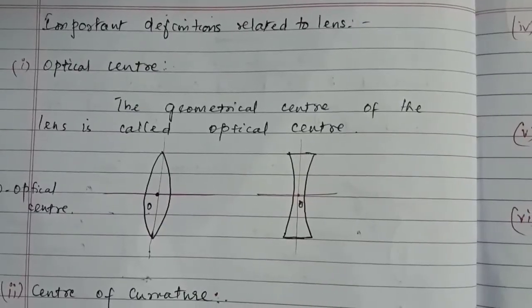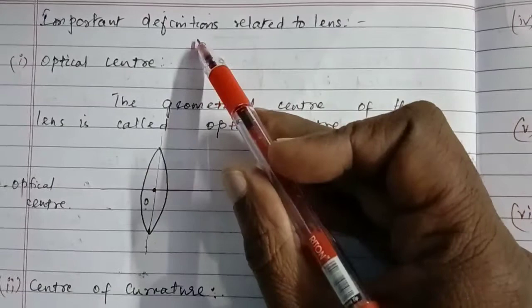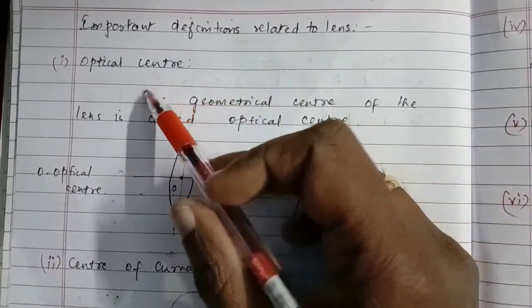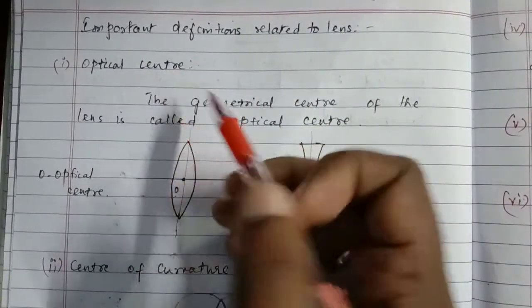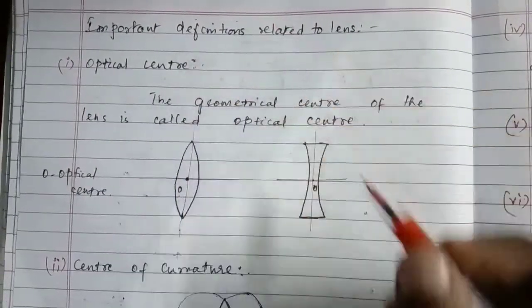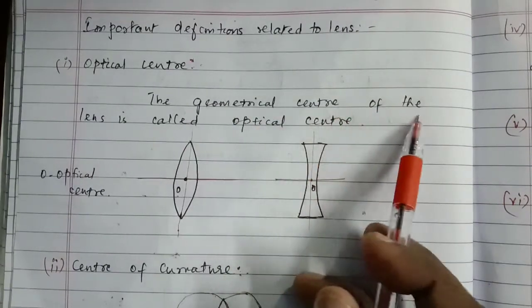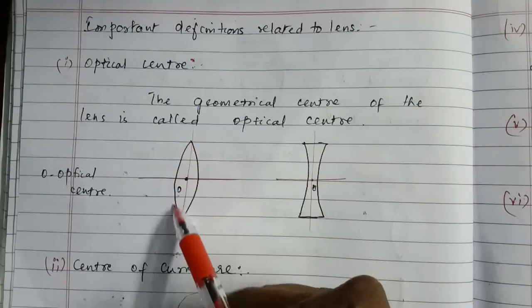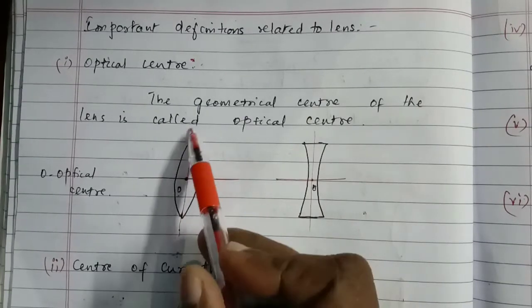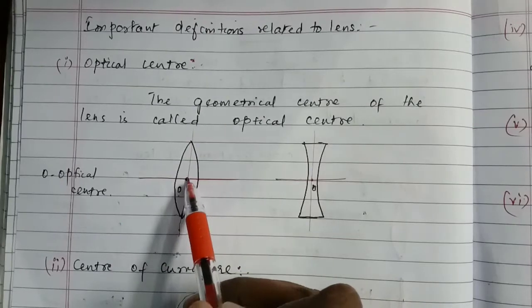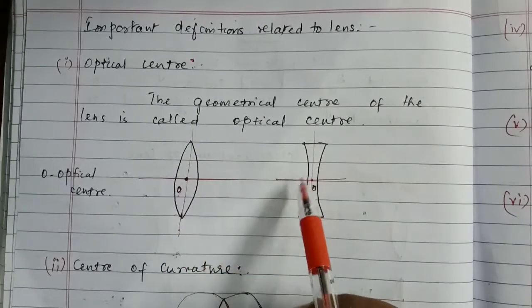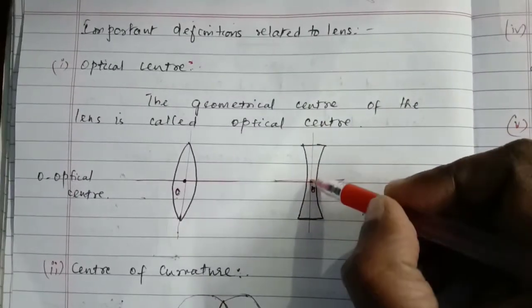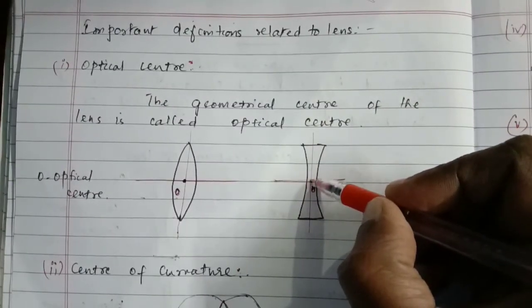Now, let us learn some important definitions or terms related to lens. First one, optical center. The geometrical center of the lens is called optical center. See, suppose I have taken a convex lens. I have drawn the geometrical center. This O is the optical center. In concave lens, again, the geometrical center is called the optical center.